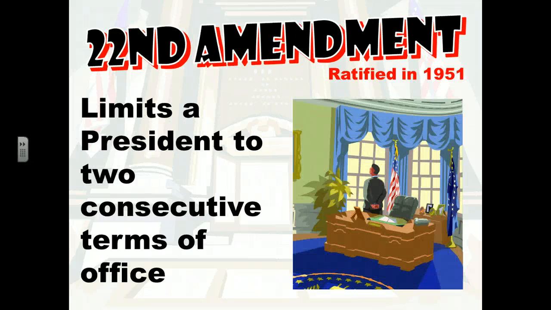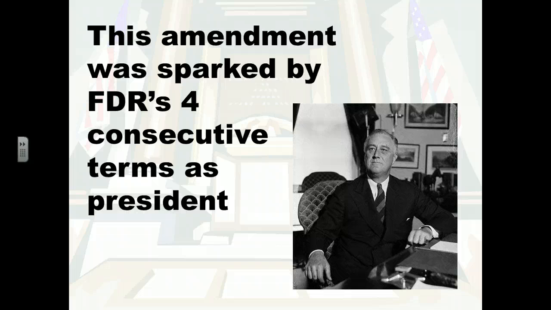22nd Amendment happens in 1951, and this limits a president to 2 consecutive terms of office. We've talked about this a little bit, but George Washington served 2 terms of office and then stepped down, and that became the precedent for a while. It wasn't technically a law, but it was just kind of established that people would not serve longer than 2 terms of office. And then we had President FDR. And when FDR came into office, he was elected to 4 consecutive terms. So this was in the 1930s and 1940s.